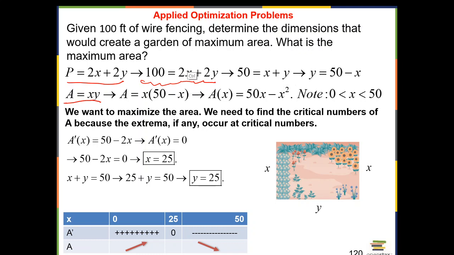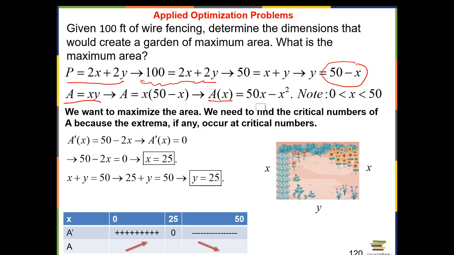equation that we need. So we say 2x plus 2y has to be 100, or x plus y has to be 50, so y has to be 50 minus x. So we're going to take this and substitute it here for y. And now A, which is the area, is actually a function of one variable only. And that's what we call the objective function. So the objective function is just that. All right?